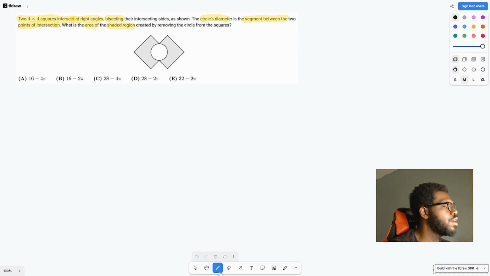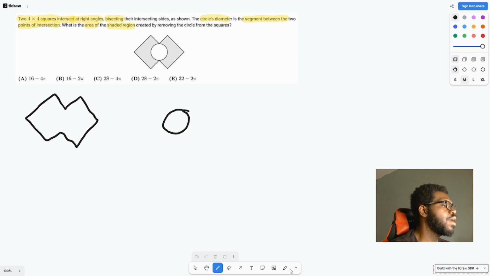Now, just like in the geometry SAT problem that I covered the other day, we can tackle this problem by just breaking this down into steps and hopefully breaking down the shaded region into shapes that we know how to find the areas of. So if you look closely, what we have is this shape here, which consists of two squares bisecting each other, okay? And then we have this circle that's in the middle of the two squares.